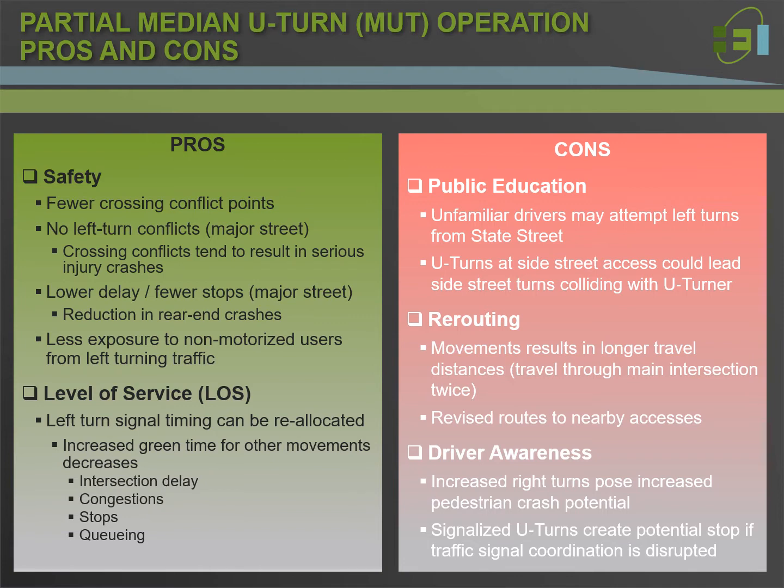Rerouting may be viewed as a negative, as some movements are rerouted, resulting in longer travel distances, including traveling through the main intersection twice, and some nearby accesses require revisions to travel routes. And lastly, drivers will need to have an increased awareness due to the high number of right turns at intersections and increased pedestrian crash potential. Also, the added traffic signal at the U-turn location creates a potential stop if the traffic signal coordination is disrupted.